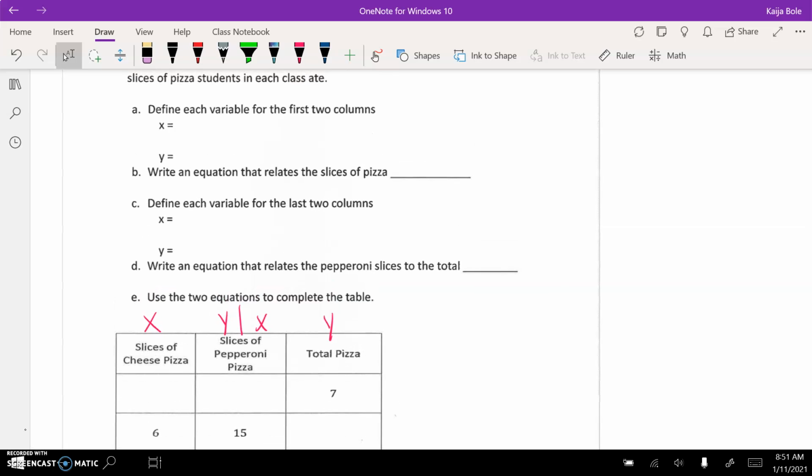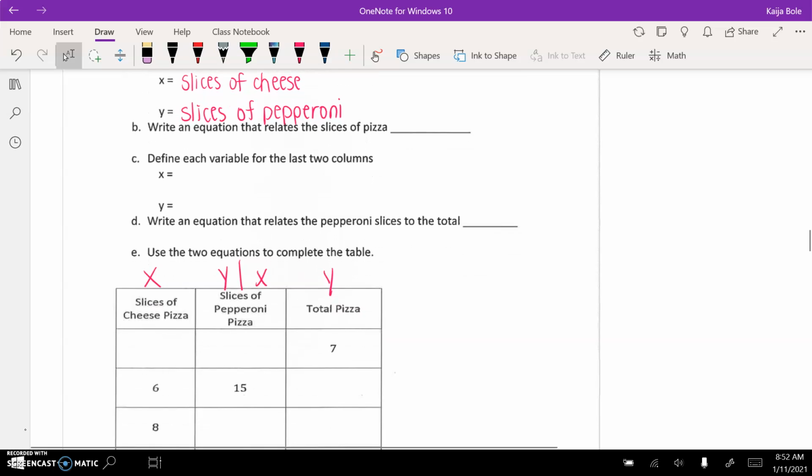So when it says define, it means in words. So x in the first 2 columns is slices of cheese, and then the y is slices of pepperoni. Okay? Then it says write an equation that relates the slices of pizza.